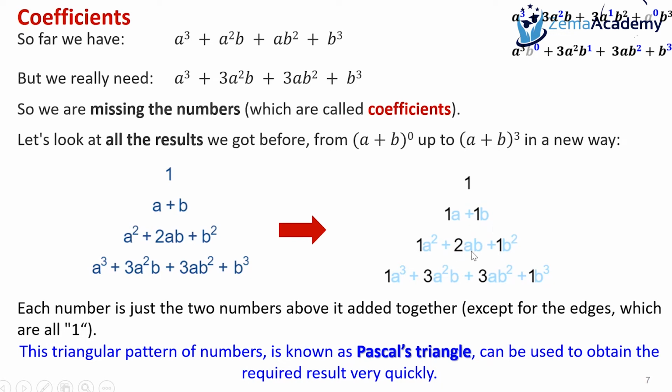So for this line, I am adding 1 plus 1 to get 2. For this value, I am adding 1 plus 2 to get 3. And for this value, I am adding 2 plus 1 and I am still getting 3. If I continue the pattern for, let's say, 4, 5, 6, it will be a triangular pattern of numbers, and this is called Pascal's triangle, and it helps us to find binomial term expansion.